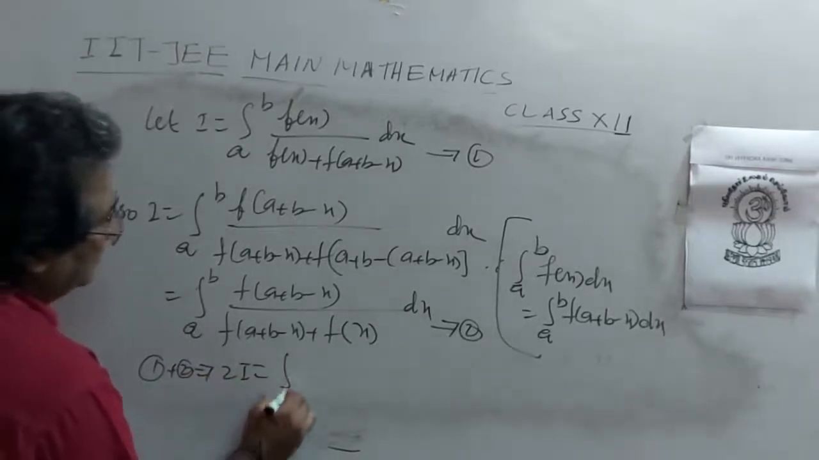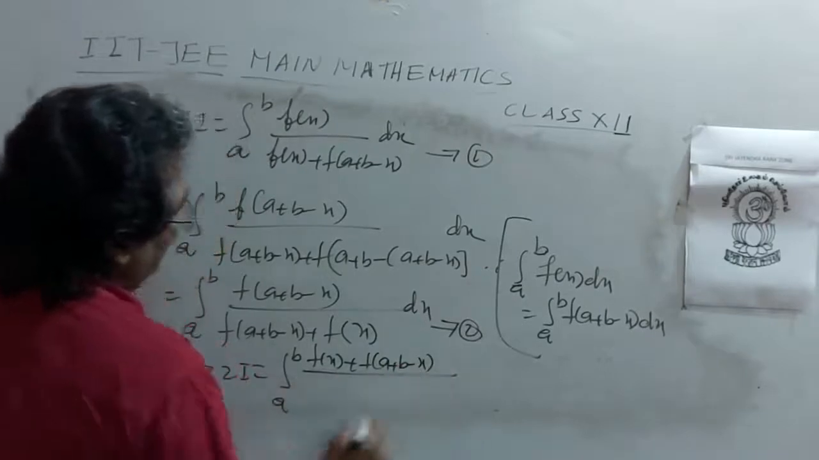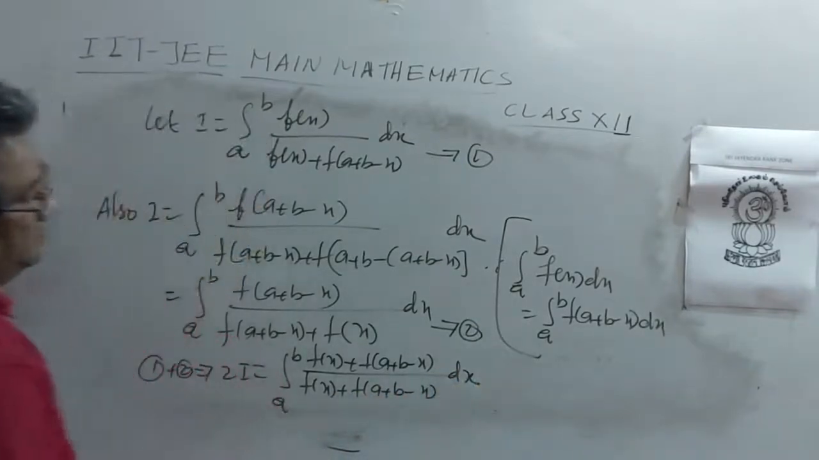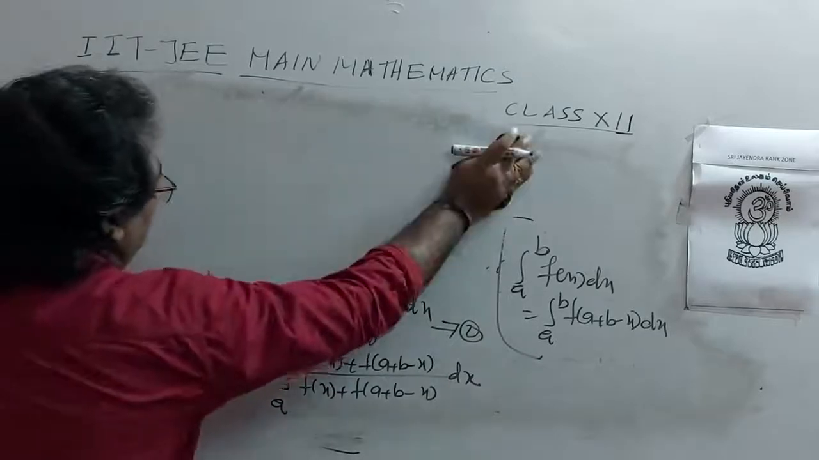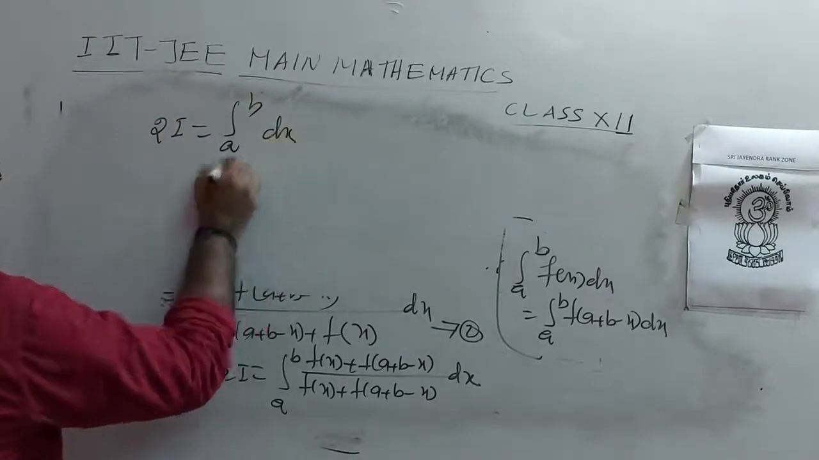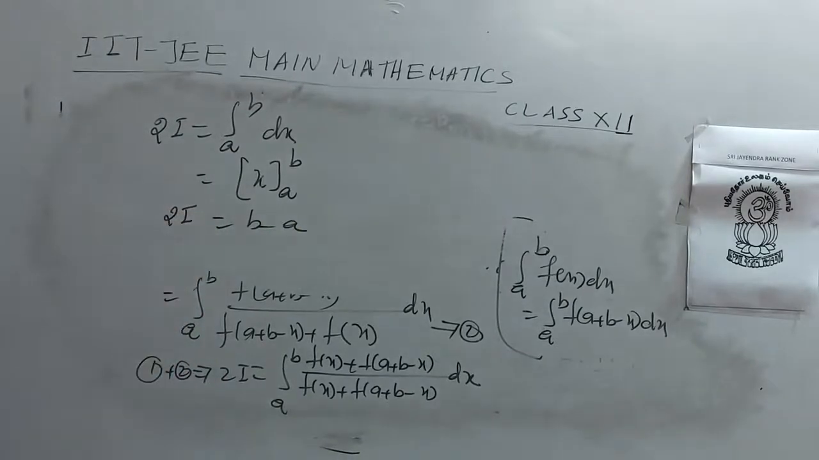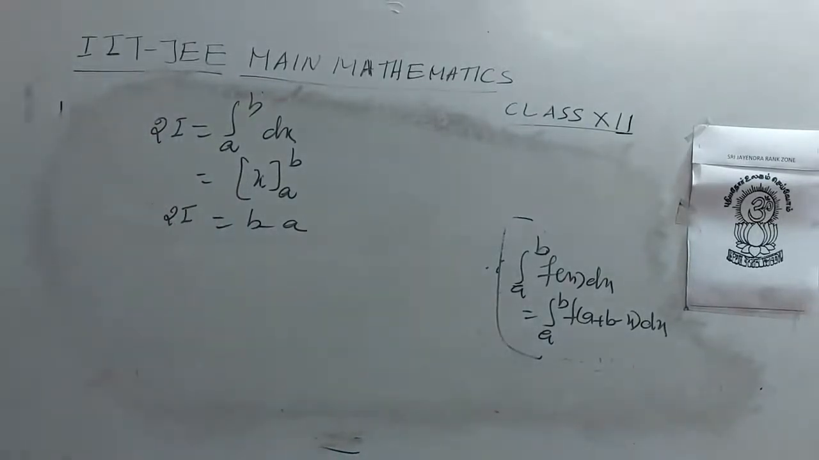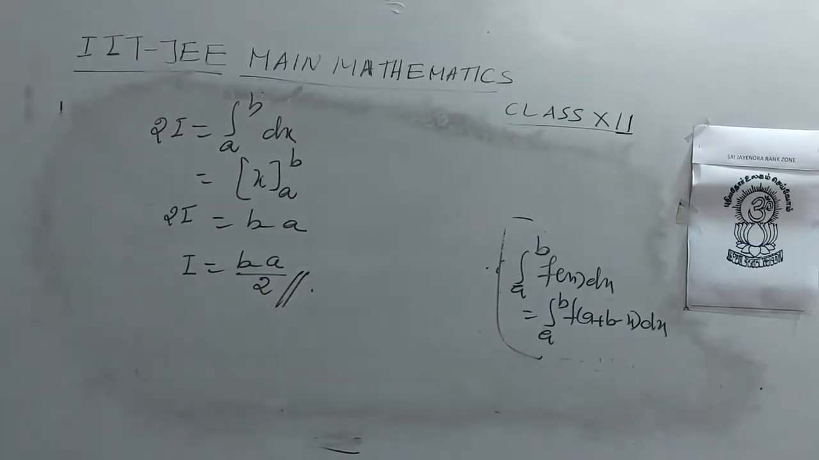Adding 1 and 2, 2I equal to integral a to b f of x plus f of a plus b minus x divided by f of x plus f of a plus b minus x dx. So 2I equal to integral a to b dx, that is x over a to b. 2I equal to b minus a. I equal to b minus a by 2.